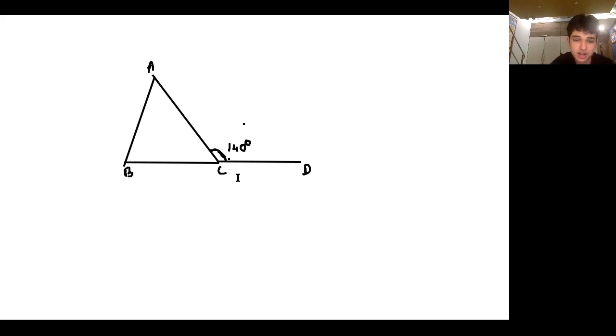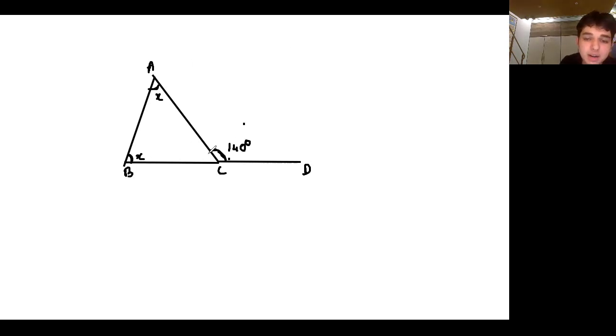The question says that the measures of angle A and B are equal. If the angle ACD is equal to 140 degrees, then find the angles A and B. So if this is 140, this angle and this angle have been set to be equal. Let's take them as X, and this will also be X. These two angles are equal, and I need to find these equal angles.